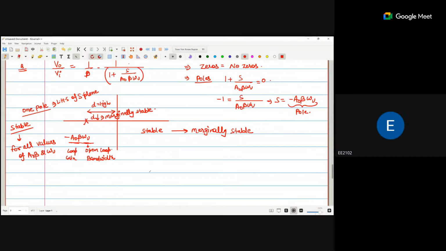Why will it not go unstable? Because A naught beta, that is the loop gain, is positive, and omega u, the bandwidth, is also positive. So both parameters are positive, which means it will always be negative or equal to 0. If it is negative, we can say it is stable. If we go to 0, we can say it is marginally stable. Beyond that, it could be stable or unstable, containing both conditions, but that will not be a positive value, so we can't directly say it is unstable.